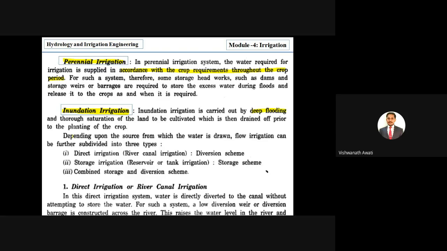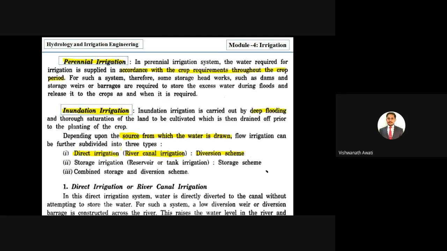Again, flow irrigation is divided depending upon the source from which water is drawn. Flow irrigation can further be subdivided into three types. So again, it is divided based on the source from which water is drawn, right. The first one is direct irrigation, also called river canal irrigation or diversion scheme, right. All are the same.